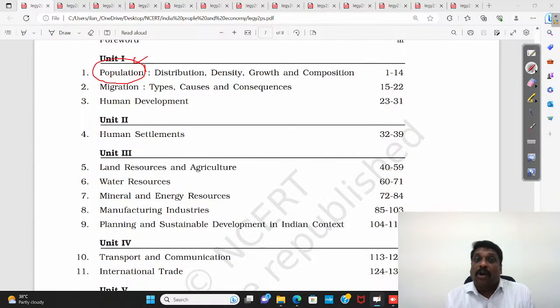is what, as a concept we'll see. Forget about the numbers. Then we'll understand what exactly is migration. Okay, what are the different types of migration? What are the different causes of migration? And finally, we'll also talk about the consequences of migration.